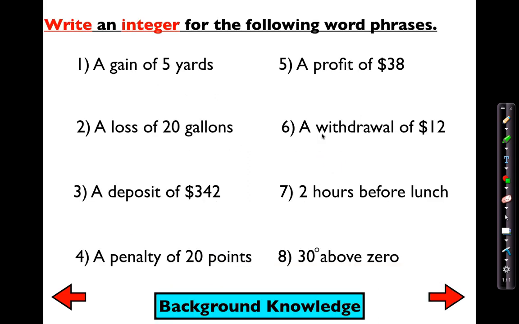Here, it says write an integer from the following word phrases. If it's a gain of 5 yards, I would say that's a positive 5. If it's a loss of 20 gallons, that would be negative 20. A deposit of 343, well, you're adding money, so we're going to say positive 343. A penalty of 20 means you lose 20 points, so I'm going to say minus 20. A profit, again, that's a gain of $38, so I'm just going to say plus 38. A withdrawal of $12, well, you're taking away money, so here you're going to say negative 12. 2 hours before lunch, that's before, so I'm going to say negative 2. And then 30 degrees above zero is going to be a positive 30.